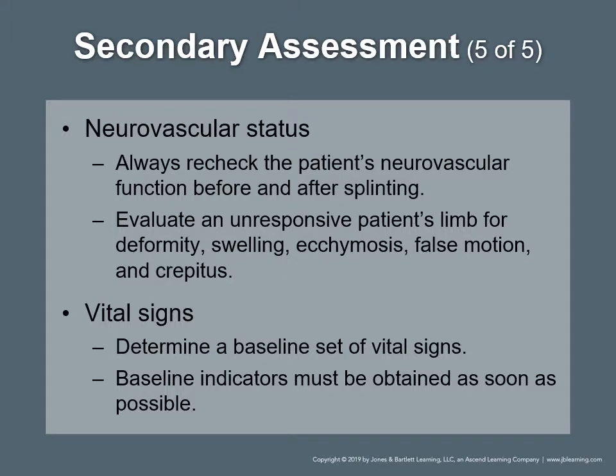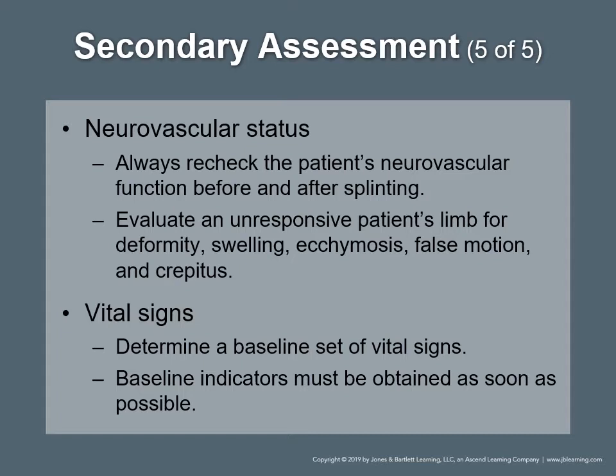Neurovascular status. Injuries or deformities of a bone may be associated with vessel or nerve injury. Assess neurovascular function every 5 to 10 minutes during the care process. Always recheck the patient's neurovascular function before and after splinting. Failure to restore circulation can lead to death of the limb. To assess neurovascular status, follow the steps in Skill Drill 33-1.